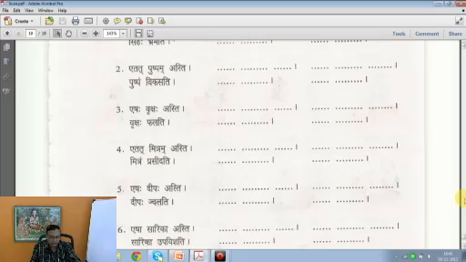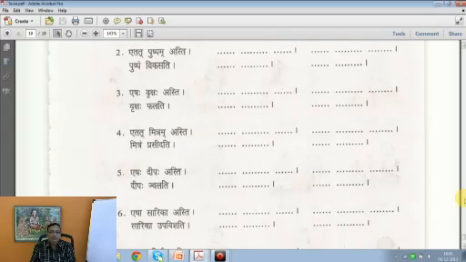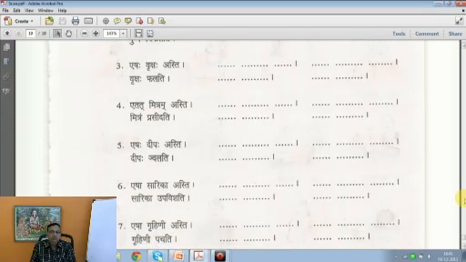Etani mitrani santi. Mitram prasidati. Friend is pleased. Mitre prasidataha. Mitrani prasidanti. Friends are pleased. A friend is pleased. Two friends are pleased and friends are pleased. So prasidana is pleasing.